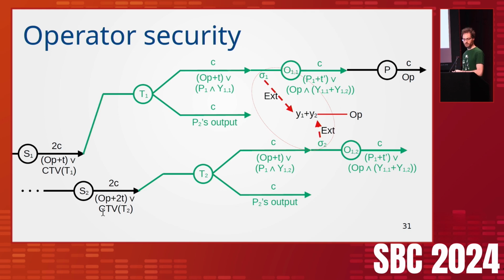So in this way, we have managed to close the circle and offer security to both the users, using this staggered approach of two outputs, and to the operator, by using this two-shot adapter signature trick.